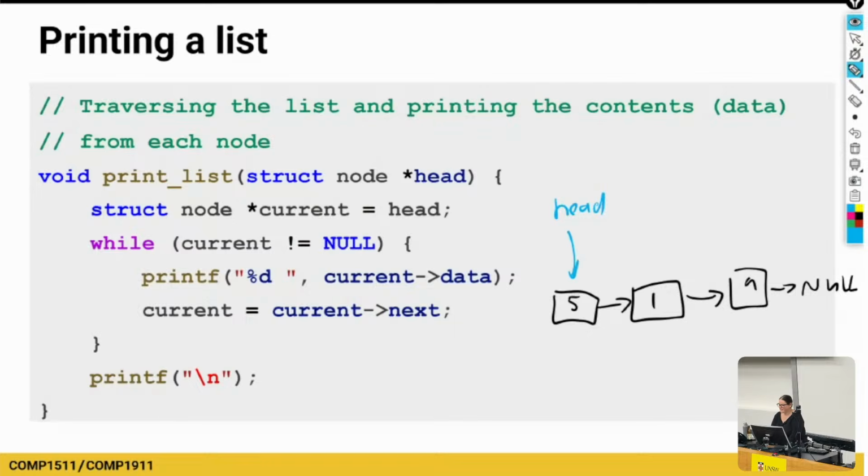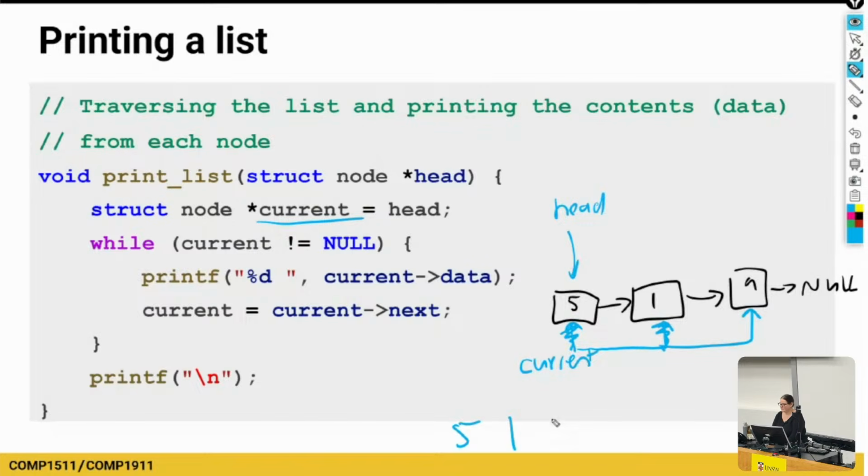We're given the head. We'll make another pointer called current that points to the same place the head does. And we check, is current equal to null? No, it's got the address of some struct. We print out the data, which gives us 5, and we say current equals current next. It moves it along to the next one. So now current is pointing here. That's not null. We print out the data. We say current equals current next. It moves it along to the next one.